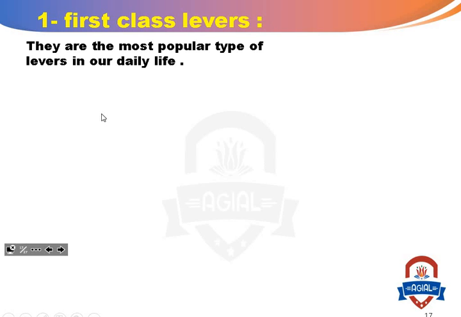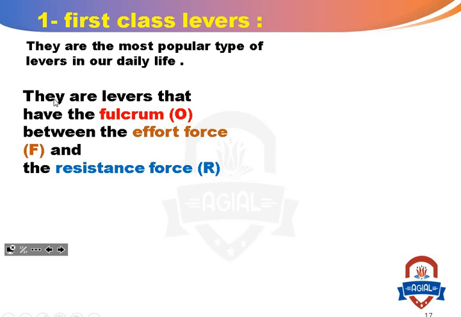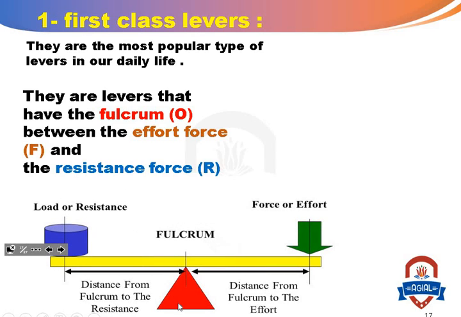The first class lever. What's the meaning of the first class levers? They are levers that have the fulcrum O between the effort force F and the resistance force R. So in the first class levers, the fulcrum is between the effort force and the resistance force. Like that, fulcrum in the middle between the effort force and resistance force.